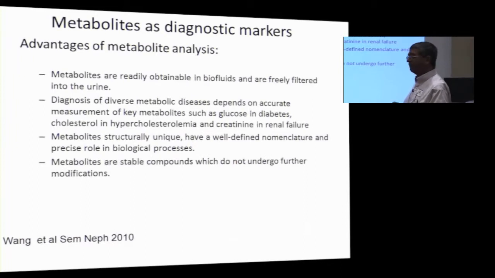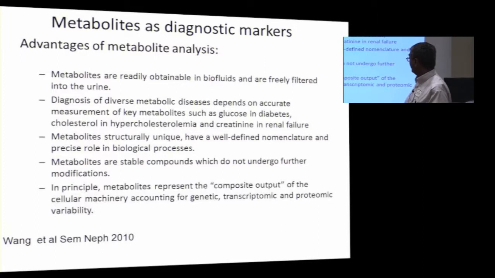They're stable compounds. In general, there's nothing called post-translational modification of a metabolite. Either it can be metabolized into a product or it stays on as it is. So it's relatively stable from that perspective. In principle, metabolites represent the composite output of the cell, accounting for the genetic, transcriptomic, and proteomic variability. So one could make an argument that this would be a better omic platform to study. Not better, but just a more reliably interpretable platform.